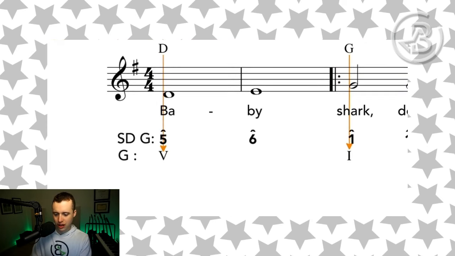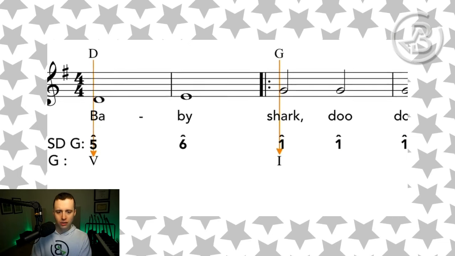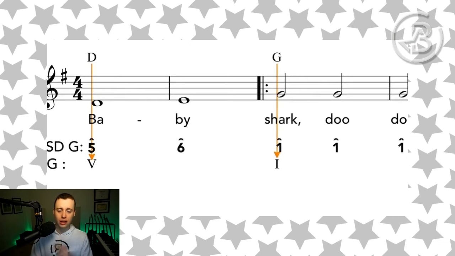We can see that we start on a D. D is scale degree 5, so the Roman numeral is going to be a 5. And then it's going to be a capital Roman numeral because the quality of the chord is major. And then we go to G, which is scale degree 1. So the Roman numeral is going to be a 1. And it's going to be capital because the quality of the chord is major.